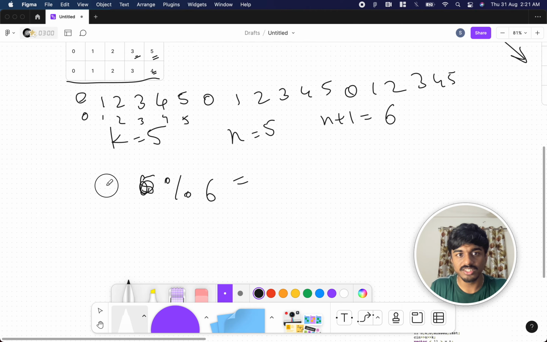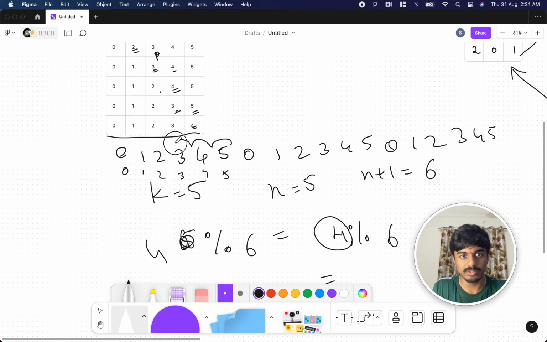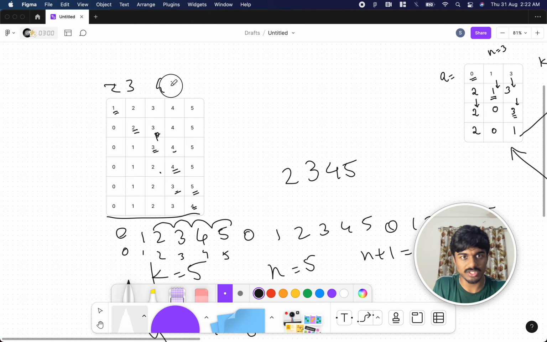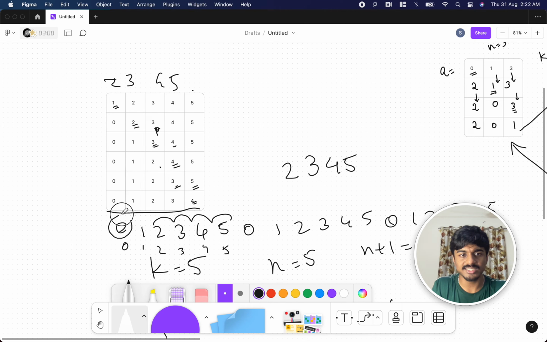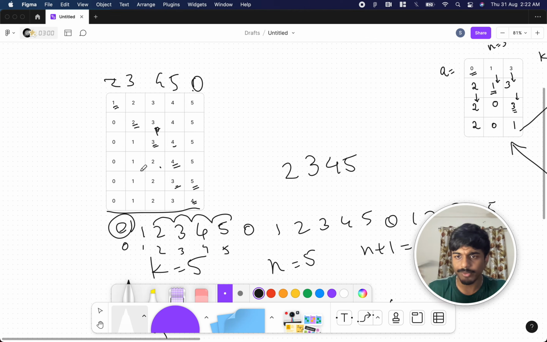So it is 4 mod 6, right? Now if it is 4 mod 6, I take the last 4 elements. What are the last 4 elements? That is 2, 3, 4, 5, and add the balance elements. Out of 6, I need to add only one element. So this is 2, this is 3, this is 4, this is 5. Only one box is remaining, so I just need to add one box, that is 0. I hope it is correct. So it is 2, 3, 4, 5, 0. It's correct, so we'll implement this logic.